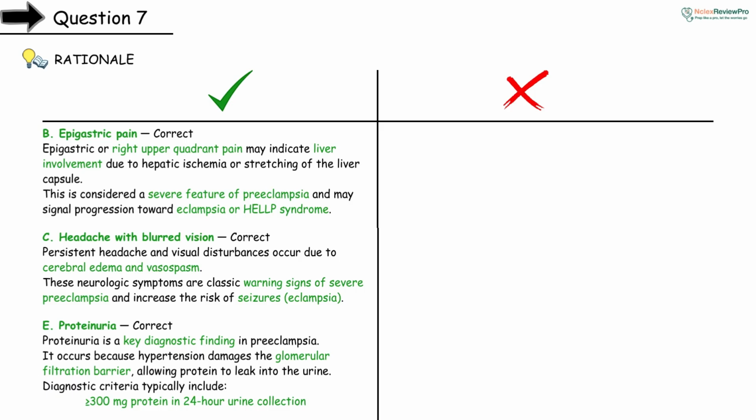Option C, headache with blurred vision. These are classic neurologic symptoms. They occur due to cerebral edema and vasospasm. When you see persistent headache or visual disturbances in a pregnant client, you should immediately think worsening preeclampsia and risk for seizures. Option E, proteinuria. This is one of the hallmark diagnostic findings. It occurs because hypertension damages the glomerular filtration barrier, allowing protein to leak into the urine. So this directly supports the diagnosis.